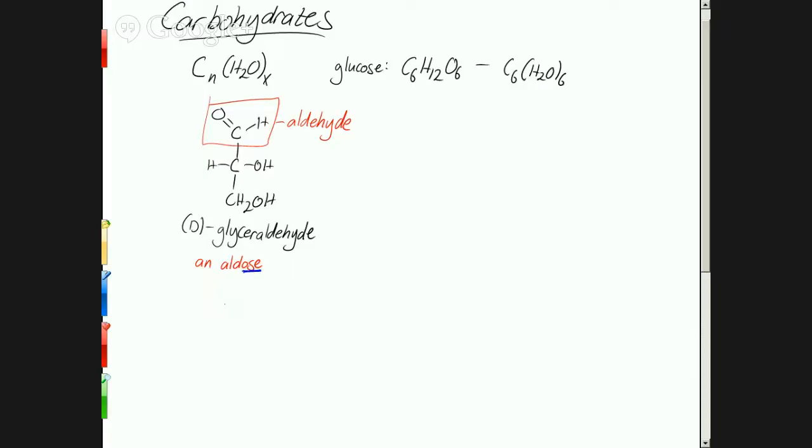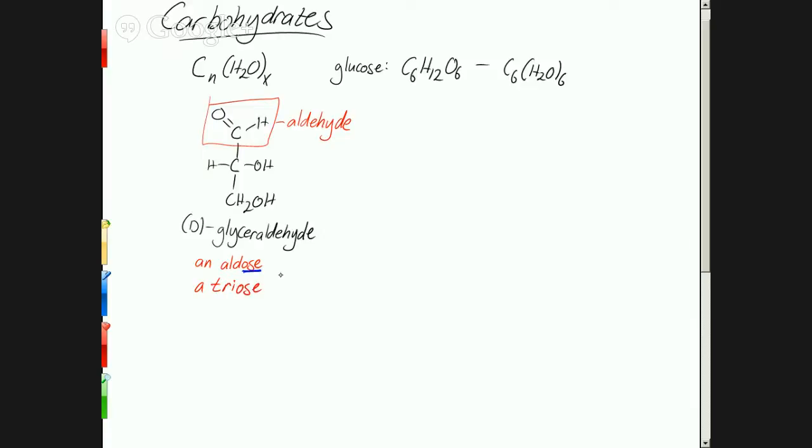So you hear things like glucose or sucrose or fructose. All those things have to do with sugars. That's a sugar suffix. That's what tells you you're dealing with a carbohydrate. Another category that this falls in is that this molecule is called a triose.